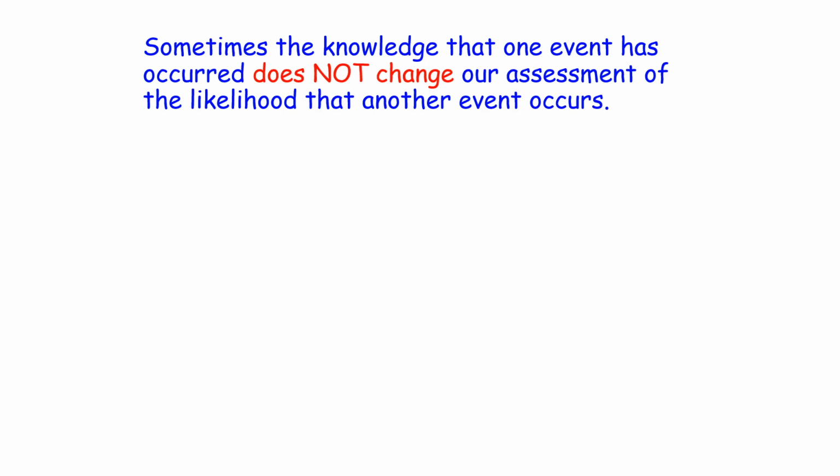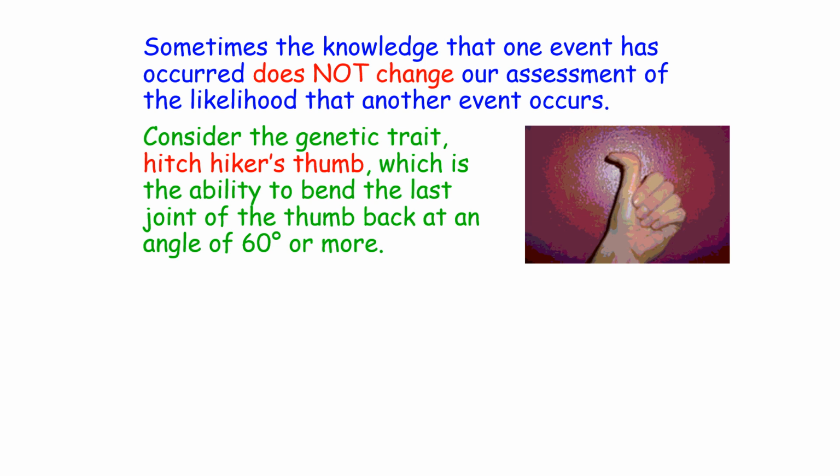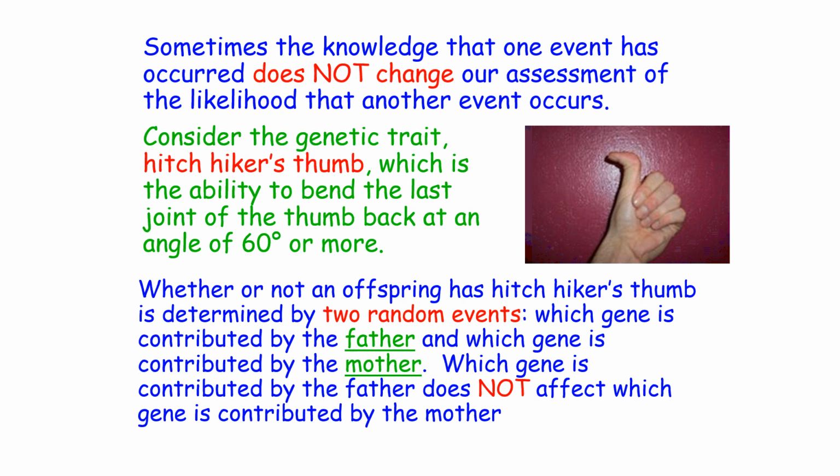In this video, we're going to be talking about independence. Sometimes the knowledge that one event has occurred does not change our assessment of the likelihood that another event will occur. Consider the genetic trait hitchhiker's thumb, which is the ability to bend the last joint of the thumb back at an angle of 60 degrees or more. Whether or not an offspring has hitchhiker's thumb is determined by two random events: which gene is contributed by the father and which gene is contributed by the mother. Which gene is contributed by the father does not affect which gene is contributed by the mother.